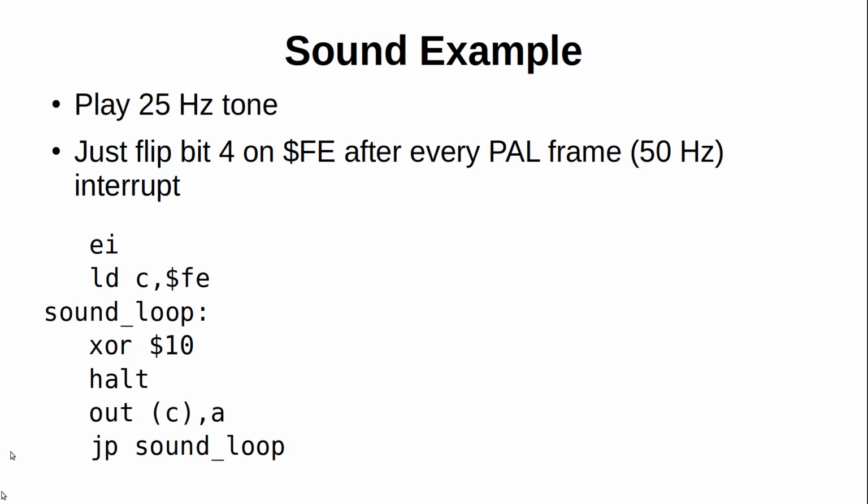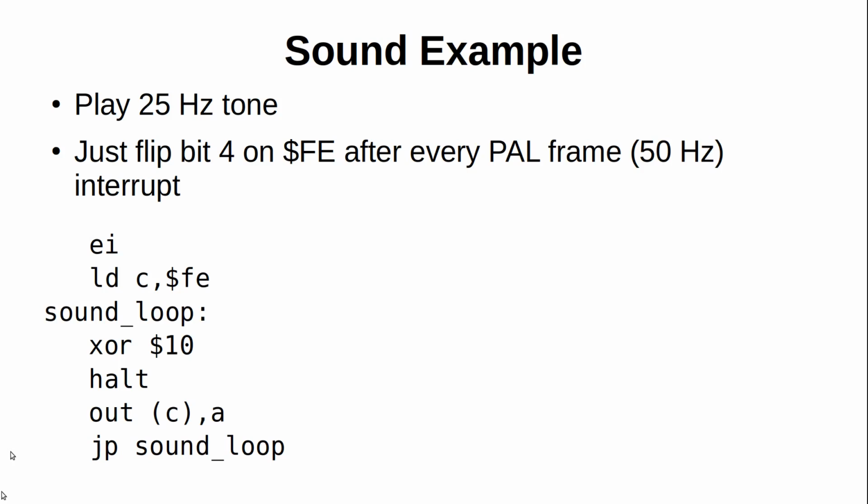All we need to do is enable interrupts, then initialize C with hex FE to start outputting to the ULA. Each loop, we flip bit 4 in the accumulator by doing an XOR with hex 10, then do a HALT to wait for the next interrupt, which will wake our program back up.